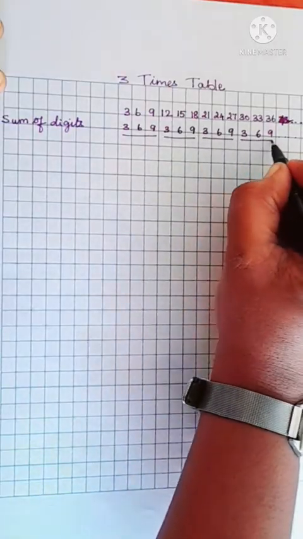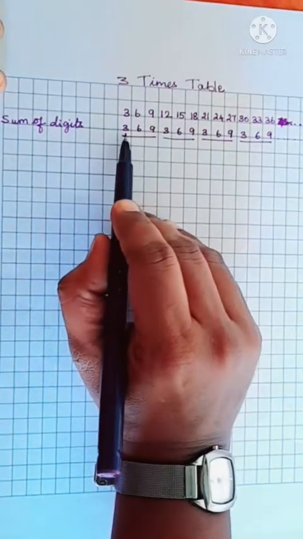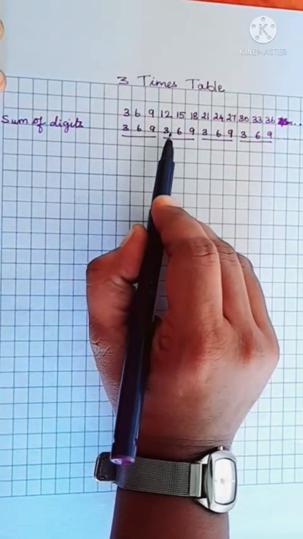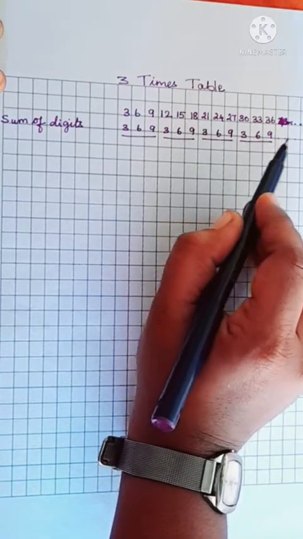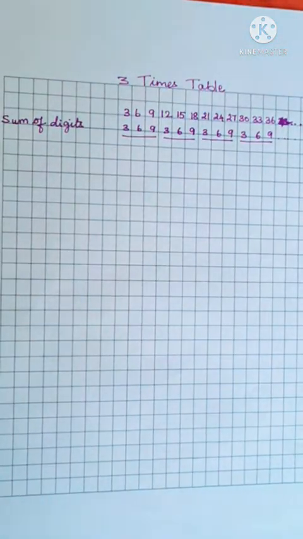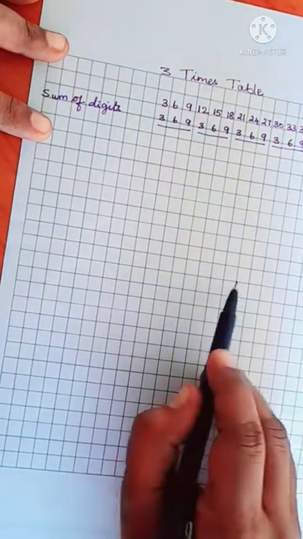Let us observe now. Here the numbers are repeating. 3, 6, 9. 3, 6, 9. Like that the pattern is repeating. So the number pattern for the 3 times table is 3, 6, 9.